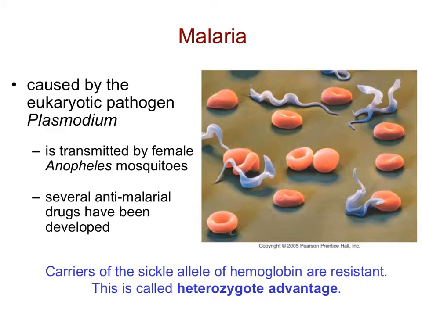So here's malaria. As you remember, with hemoglobin, individuals who are heterozygous are resistant to the parasite, and they have what's called heterozygote advantage or heterozygote superiority. We already went over that. So they're still trying to develop a vaccine for malaria. It probably will not be 100% effective, but it might help.